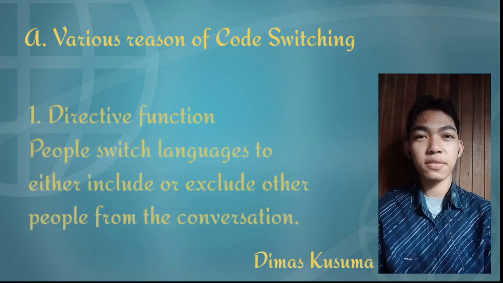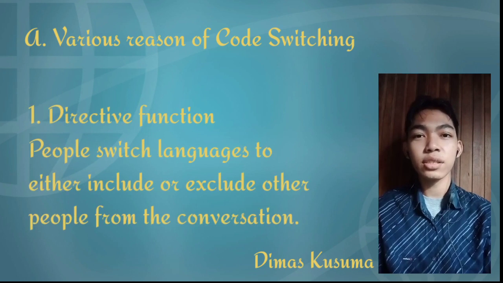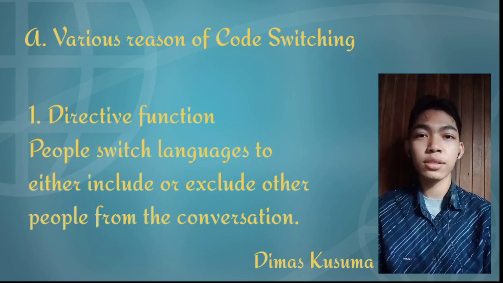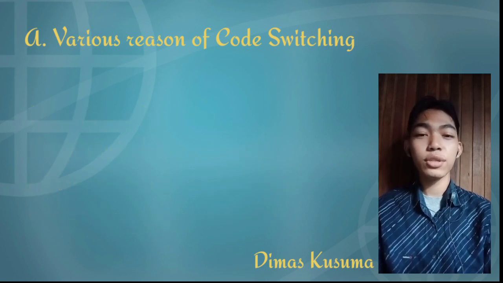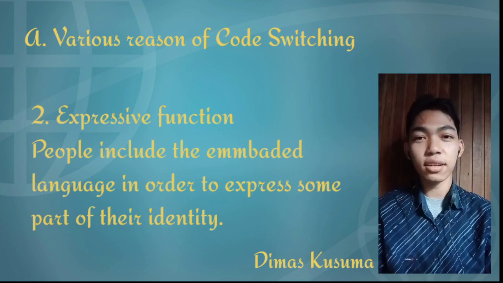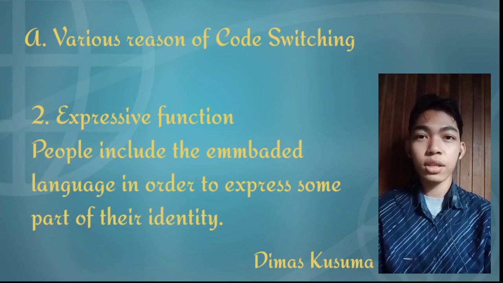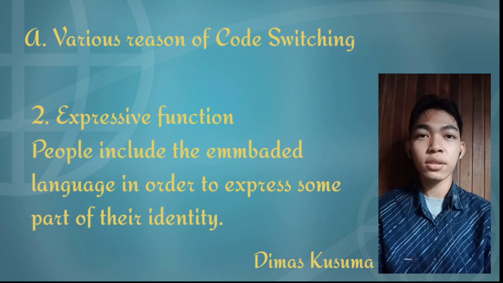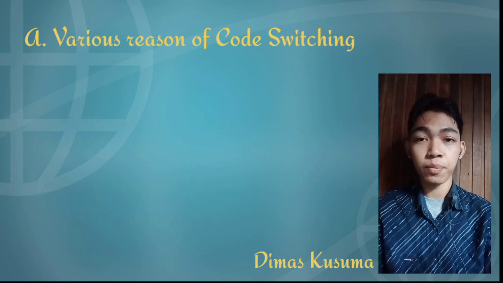Number 1. Directive function. People switch languages to either include or exclude other people from the conversation. Maybe you want to tell a secret, so you switch the language so the people around you don't understand, or maybe the opposite. Number 2. Expressive function. People include the embedded language in order to express some part of their identity. For example, they want to show their connection to a certain country or culture, and in some cases, it might be an expression of status through association with a prestigious outgroup.